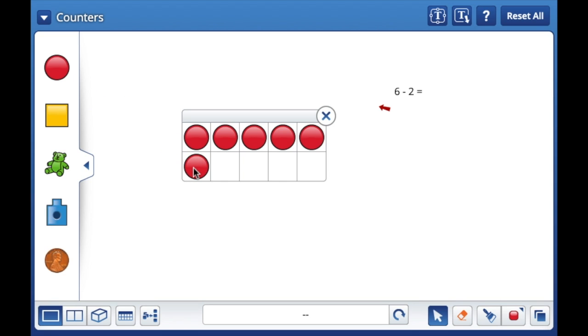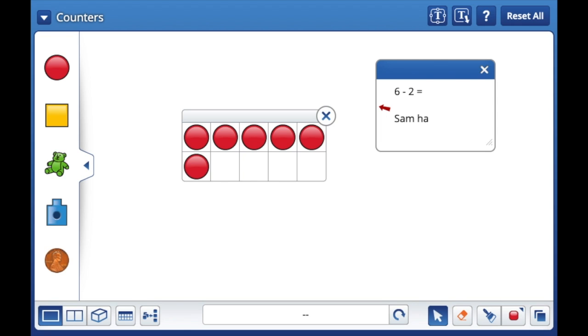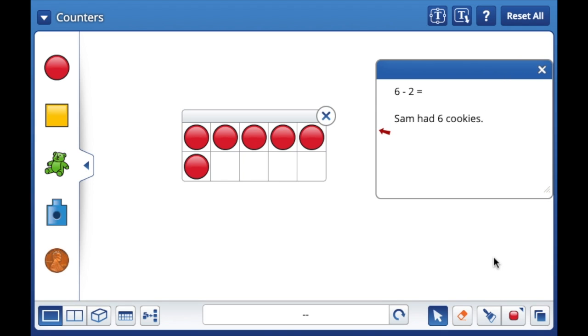Now I don't want to write my number sentence about 10 frames. What should my story be about? I had 6 what? Let's pick a person. Let's say Sam had 6, a delicious treat. What do you think? Cookies. Yeah, let's do cookies. Sam had 6 cookies.